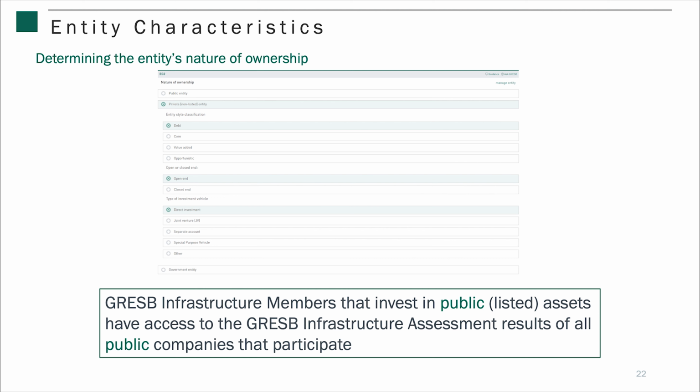Data collected through the fund assessment is only disclosed to the participants themselves and, in the case of non-listed infrastructure funds, to GRESB investor members that request access to the funds in the portal. The participant decides whether to accept or to deny these requests. And in the case of listed infrastructure funds, to all GRESB investor members that hold an infrastructure listed dataset subscription. If the entity is publicly listed, then you will be required to provide an International Securities Identification Number, or ISIN.